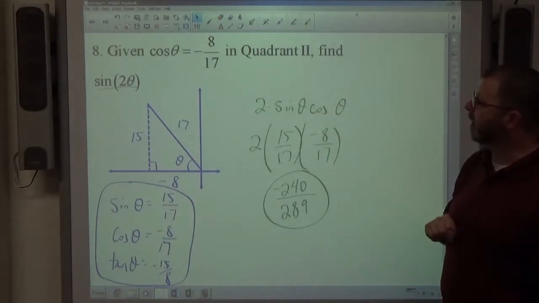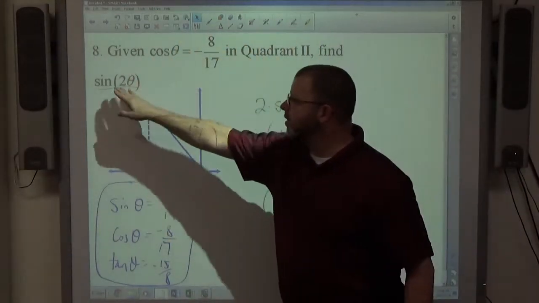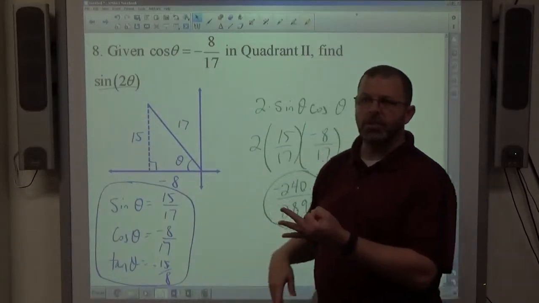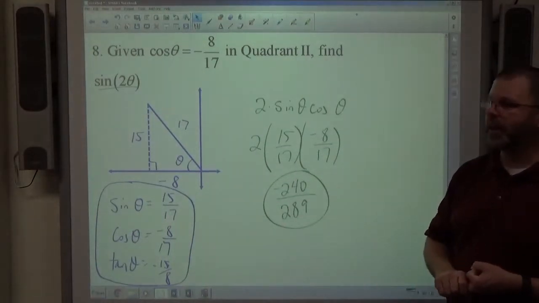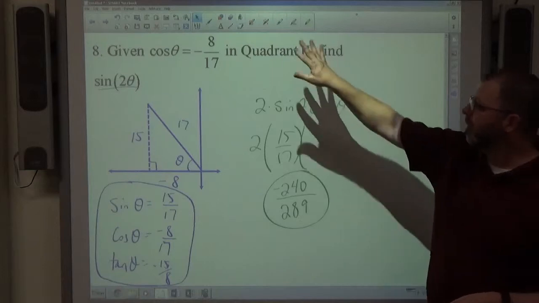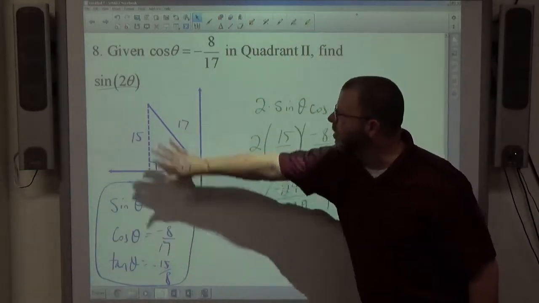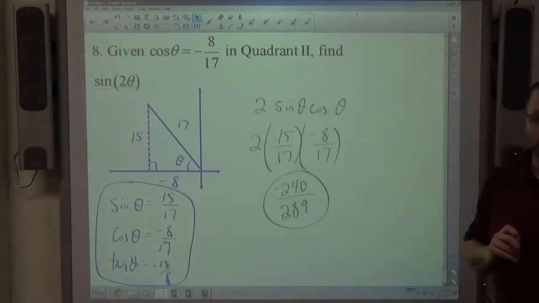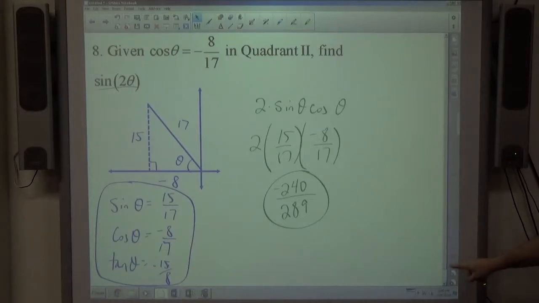Drawing the triangle properly, getting the correct sine, cosine, and tangent values, and then of course applying the correct identity. Once again, sine of 2 theta, cosine of 2 theta, tangent 2 theta. I'm not going to shy away from the double angle identities. It's going to be one of the three. I'm going to use this type of information to find all this, and I'm going to ask you for one of the three double angle identities on this one.